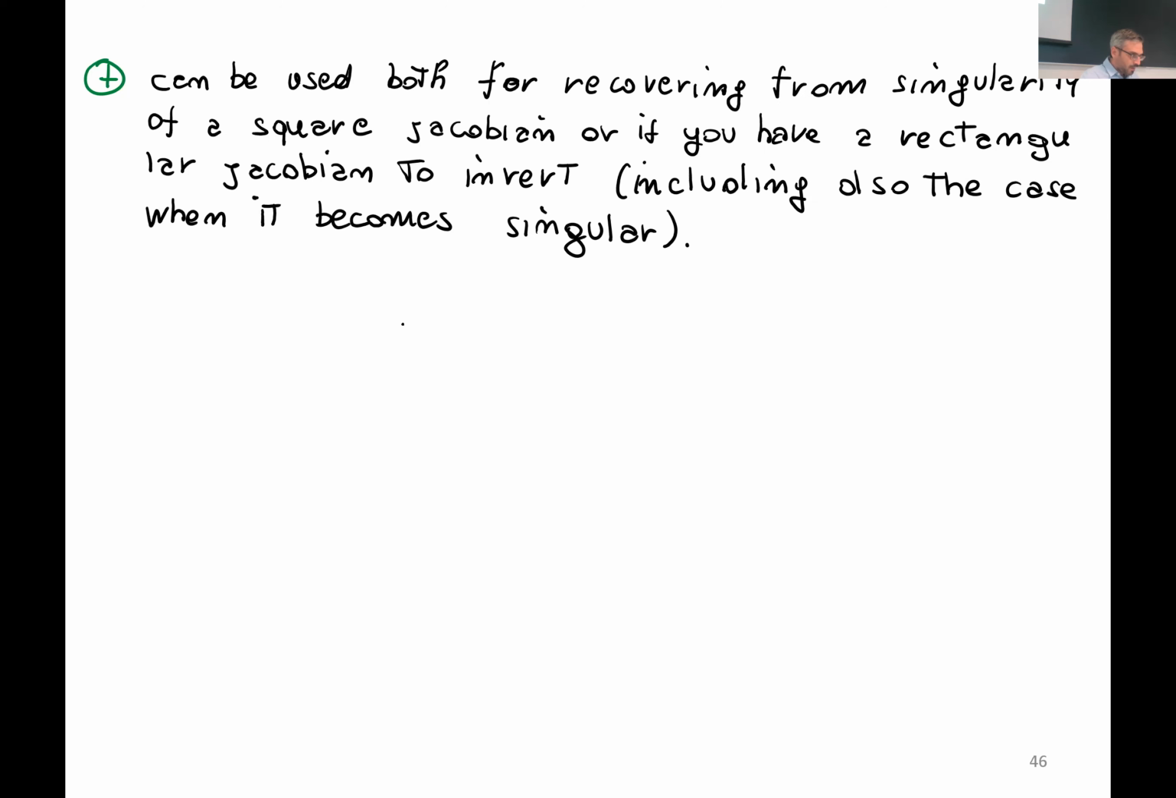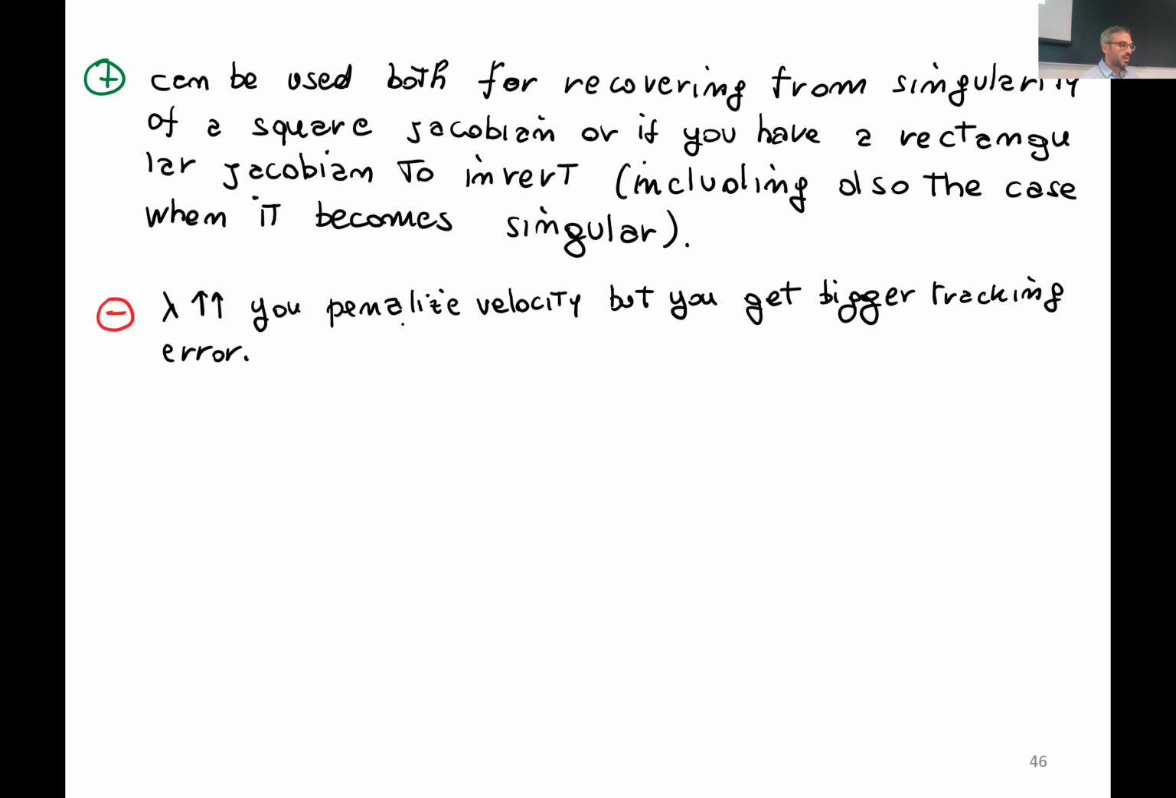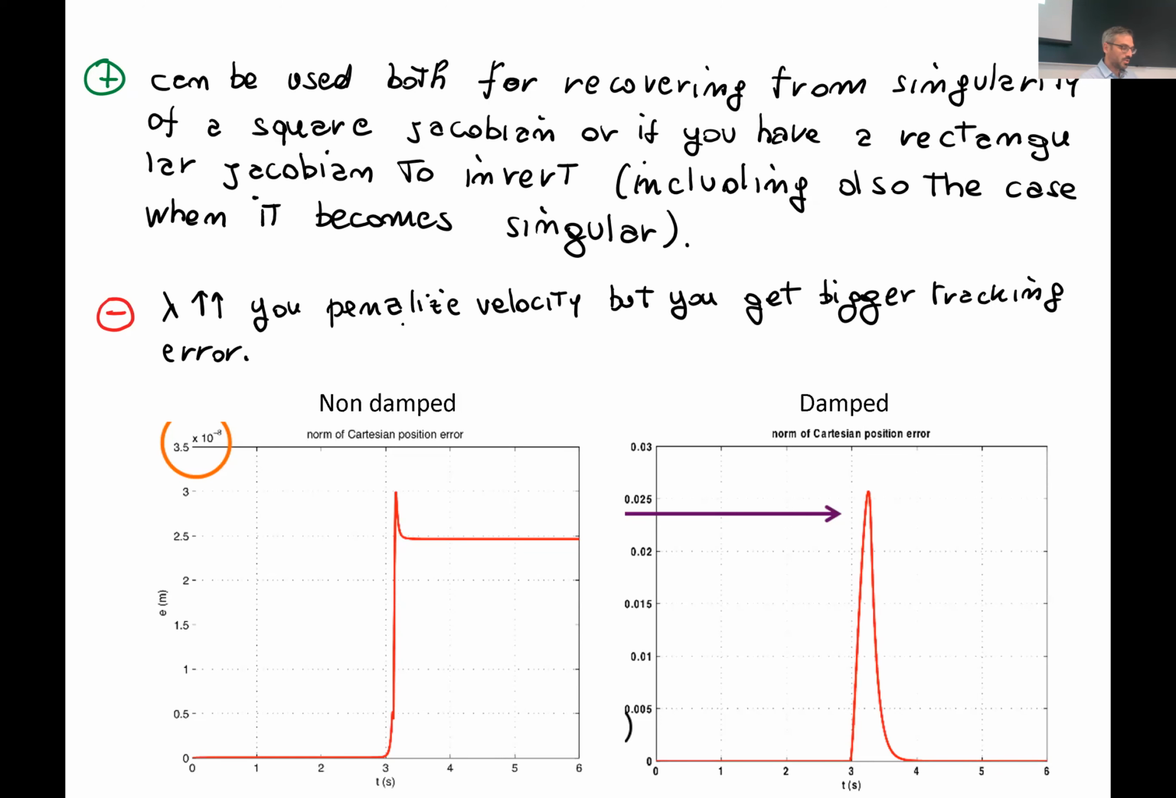And if we look, this method can be used both to recover from singularity in case of a square Jacobian, or if you have a rectangular matrix Jacobian to invert, even if it's singular. The price to pay is that if you increase lambda, you penalize velocity, but you get a bigger tracking error. So you want to achieve the desired tracking, the desired velocity that you want.